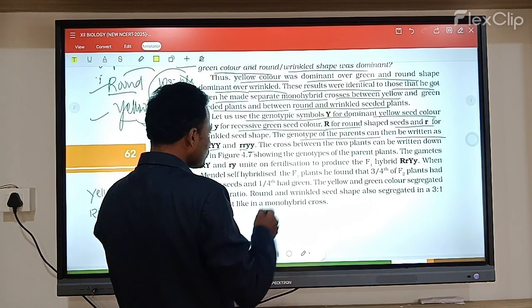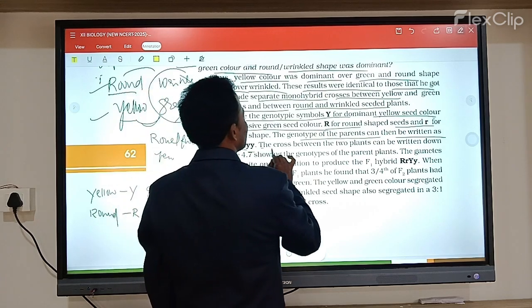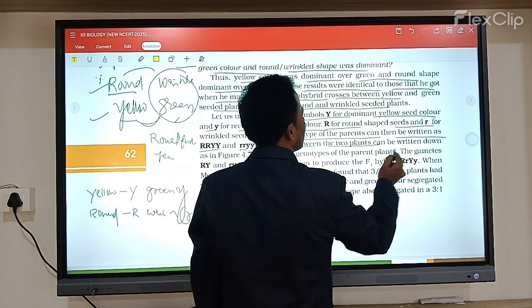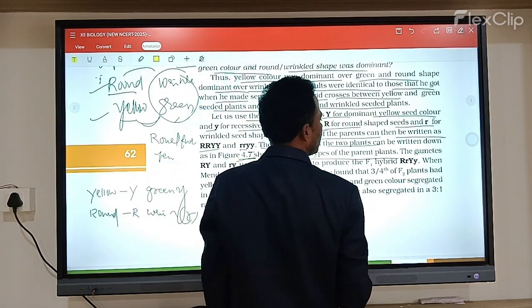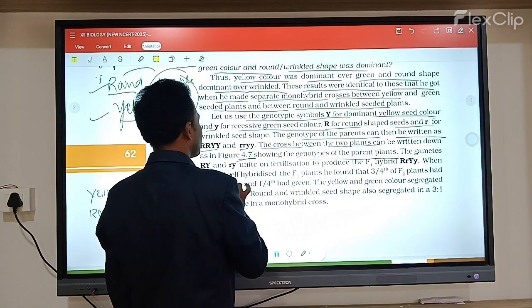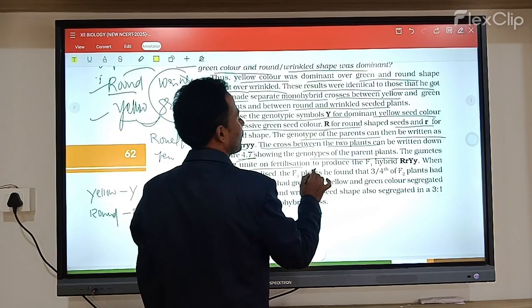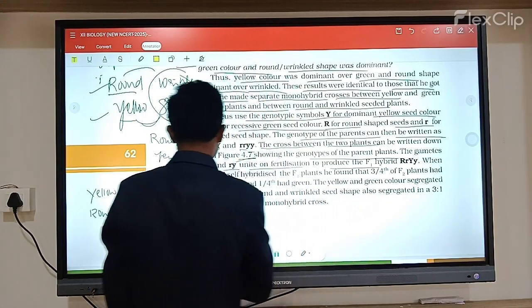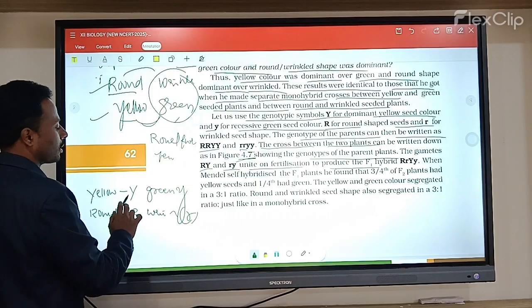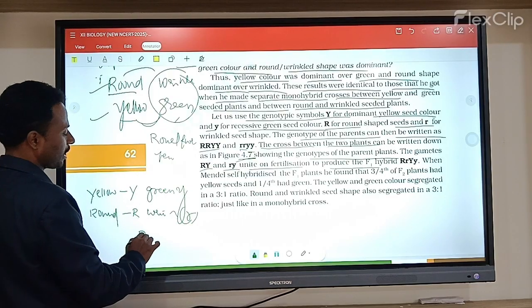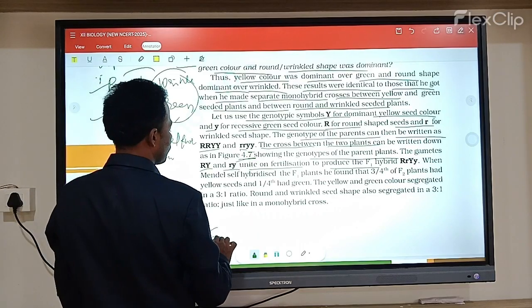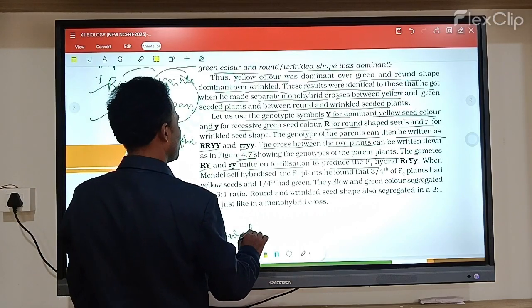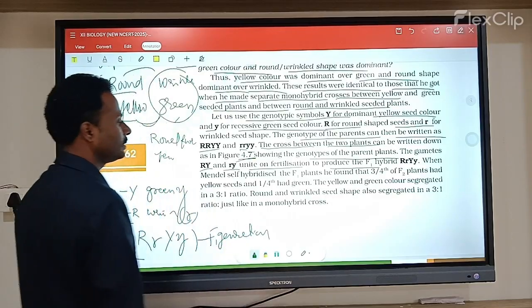The cross between the two parents can be written as shown in Figure 4.7. It shows the genotypic parents and the gametes, capital R capital Y and small r small y, and fertilization produces the F1 generation, that is capital R small r, capital Y small y. This is called the F1 generation.